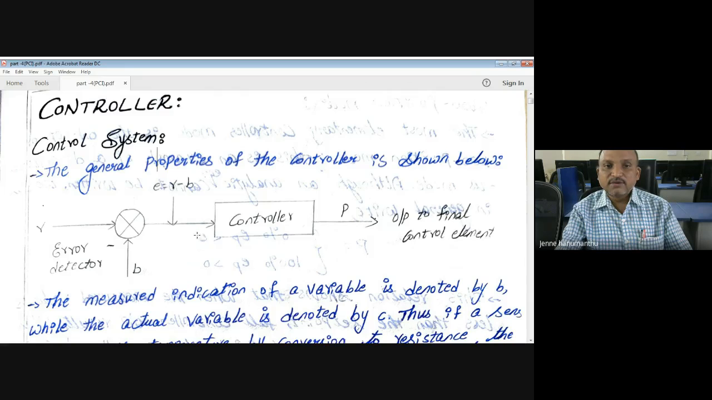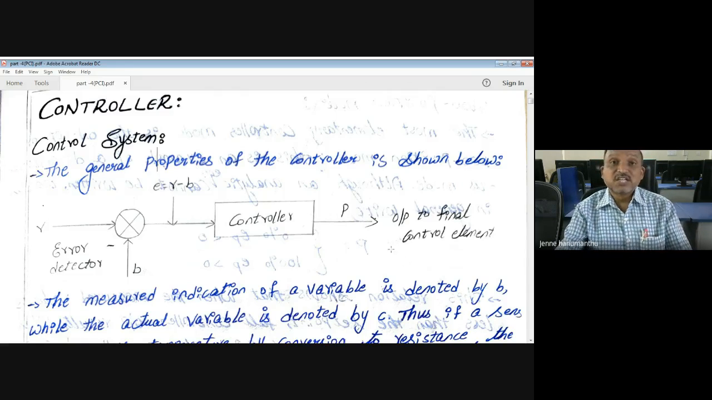When the controller accepts the actuating signal, it responds accordingly. The controller gives some output P. P refers to controller output. It responds as per the given error signal, which is also called actuating signal. So P is nothing but the output of the controller. P is also called output to the final control elements.